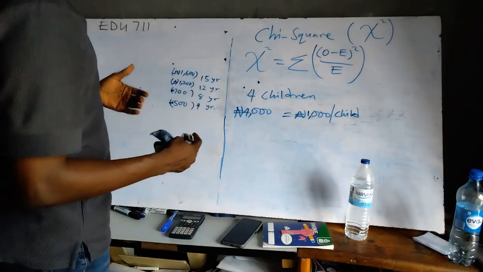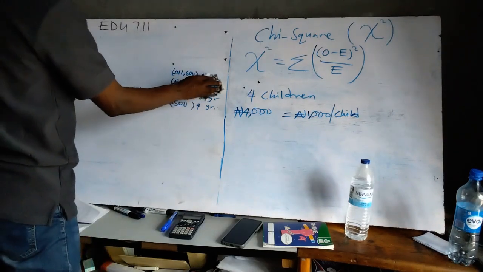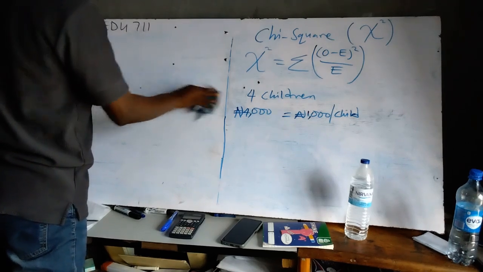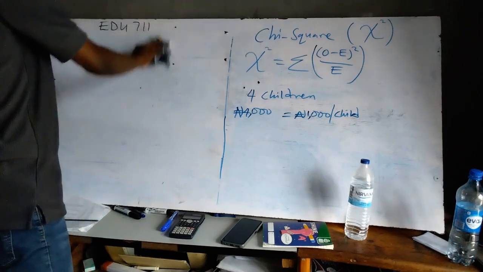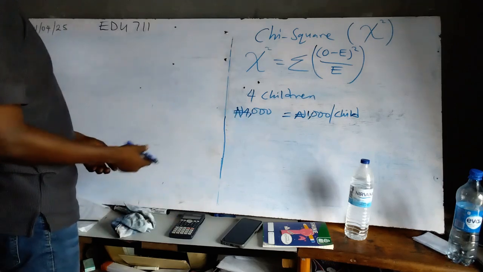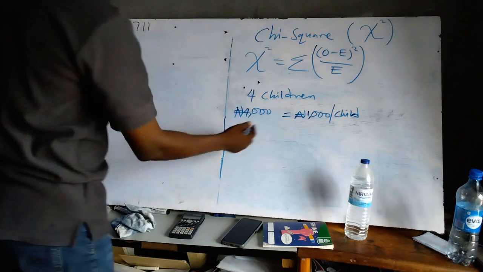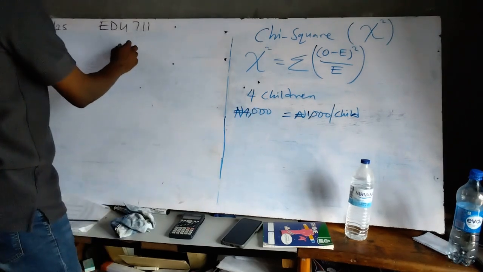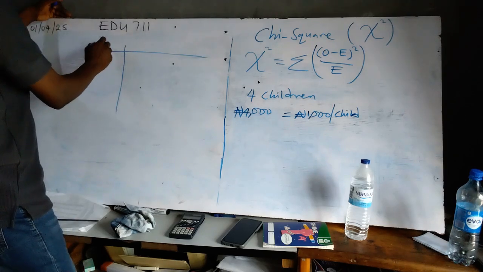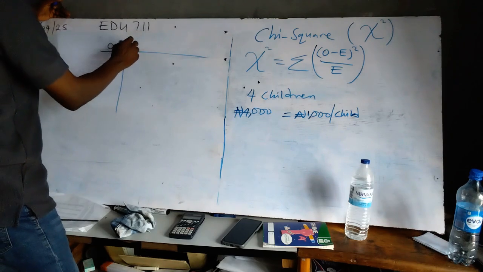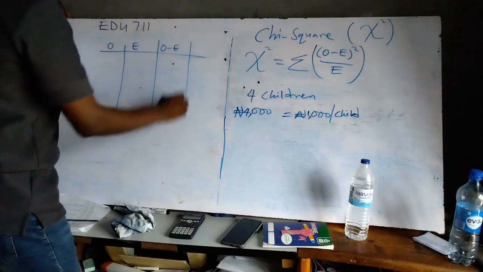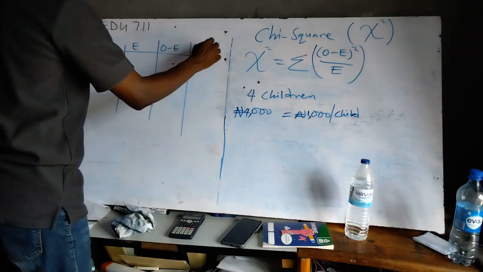So it has a simpler form and a complex form. So we are going to take the complex form because the simpler form is not likely to come in an exam. So for instance, the simpler form, we can even use what we have now. Okay, that is, we have 4 children. This is observed frequency. This is expected frequency. And this is observed minus expected. And this is observed minus expected all squared.